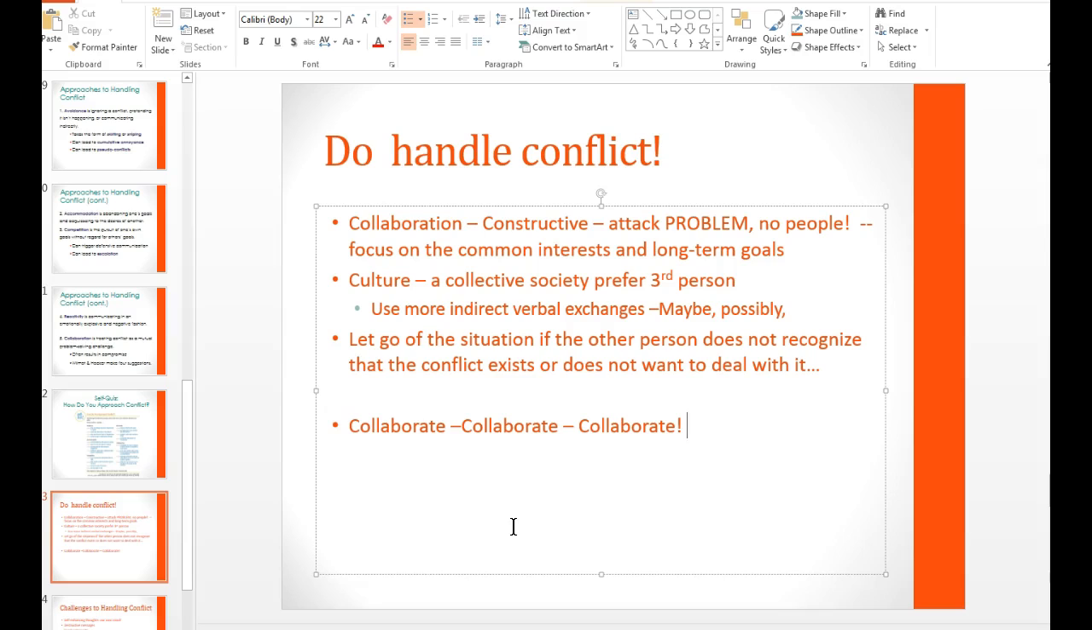Maybe, possibly, let go of the situation if the other person does not recognize that the conflict exists or does not want to deal with it. Just let it go. Remember, collaborate, collaborate, collaborate.